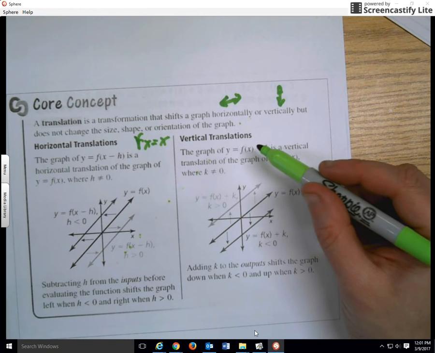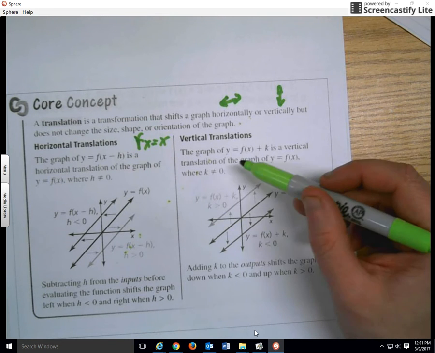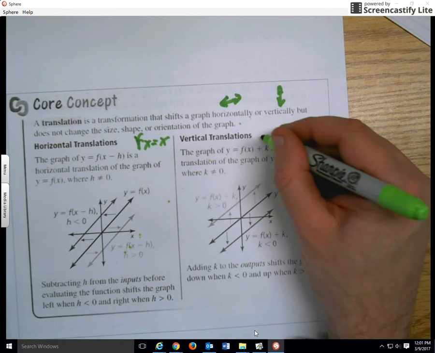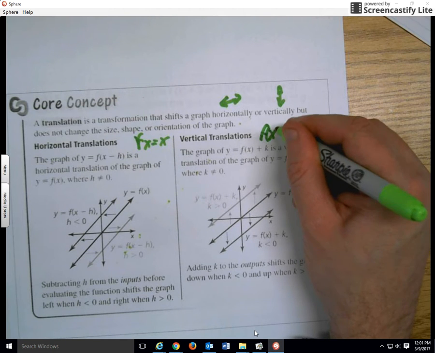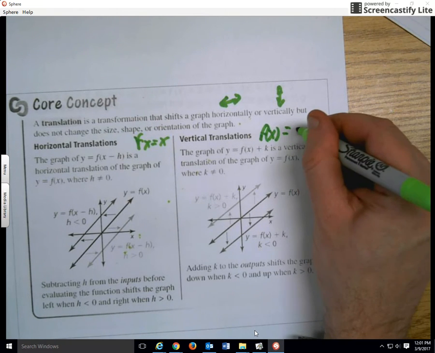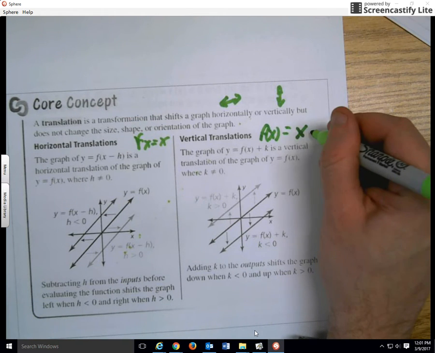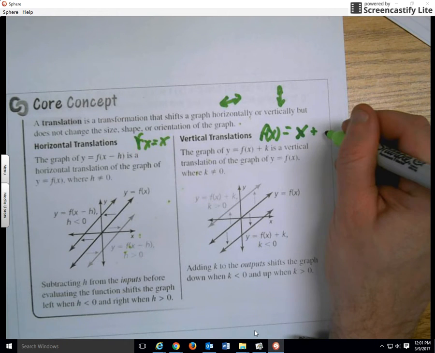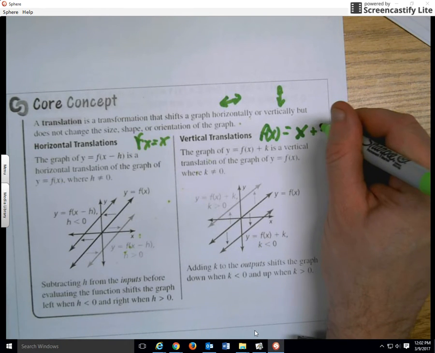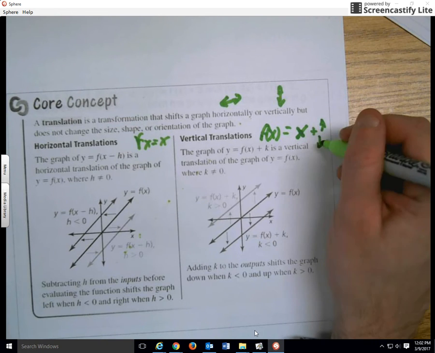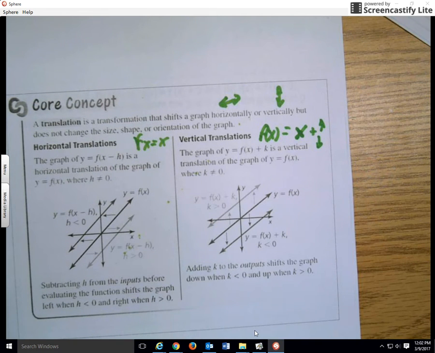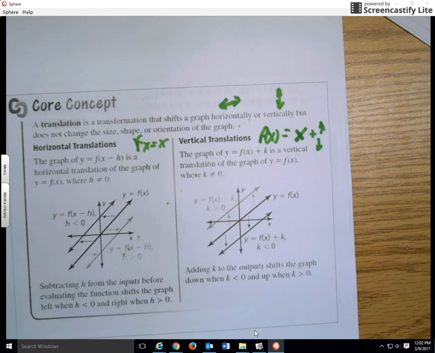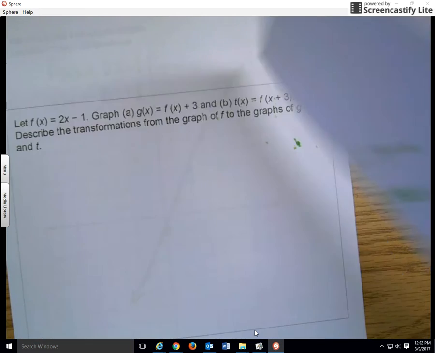Vertical translations are up and down, and are of this format. f of x equals x again, but it's going to be plus a number. They're saying k. Whatever that number is, we'll move it up or down. So we'll do that in just a second. We'll go ahead and get started with it.